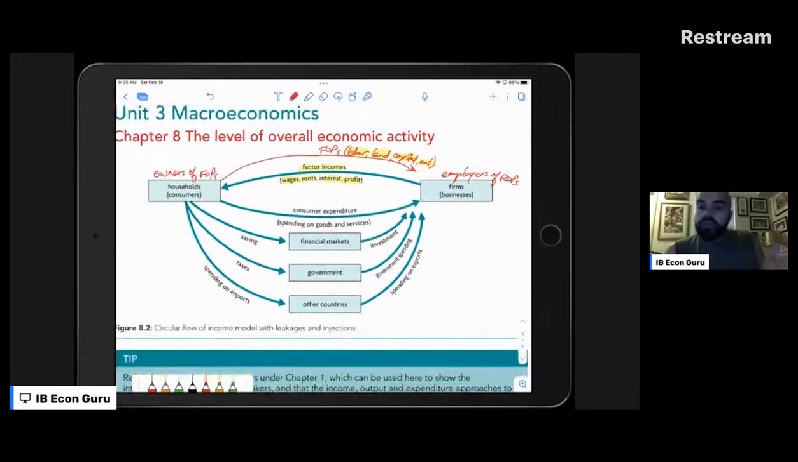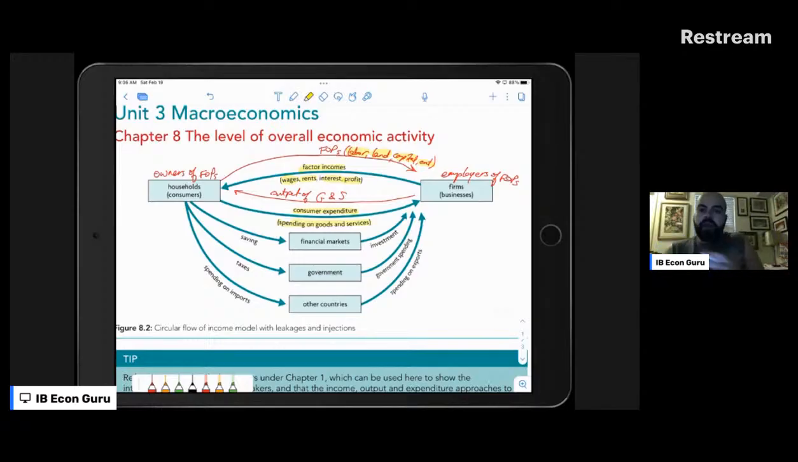Now, what does the business sector do with these factors of production? Well, the business sector takes these factors of production and produces output of goods and services. And in return, households spend money, expenditure on goods and services, that comes back to the business sector. So these are the two main flows: the output flow, the factor flow, and the income flow.